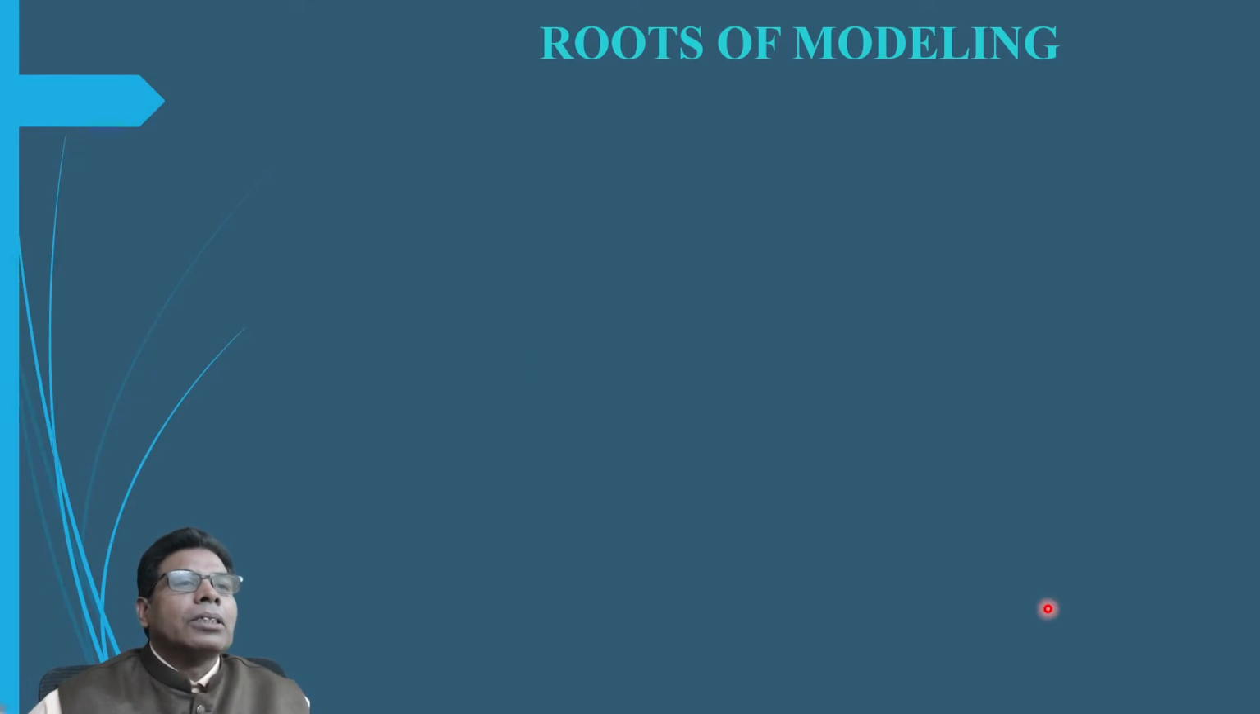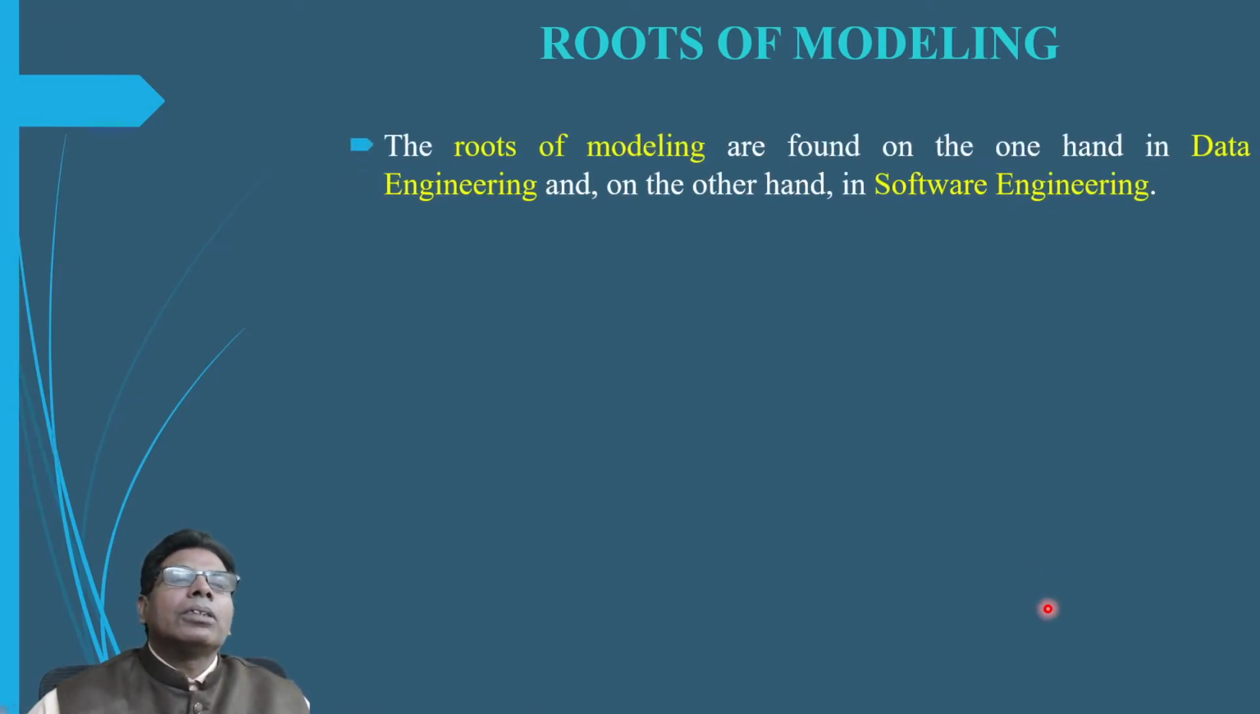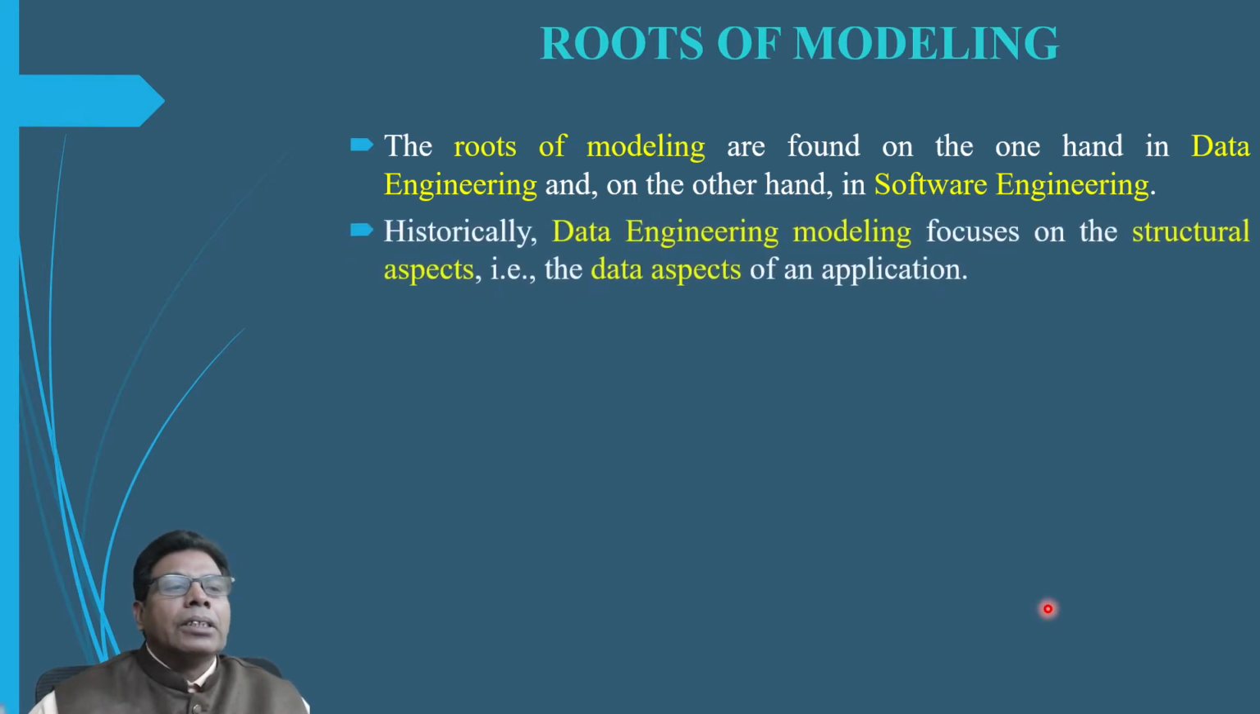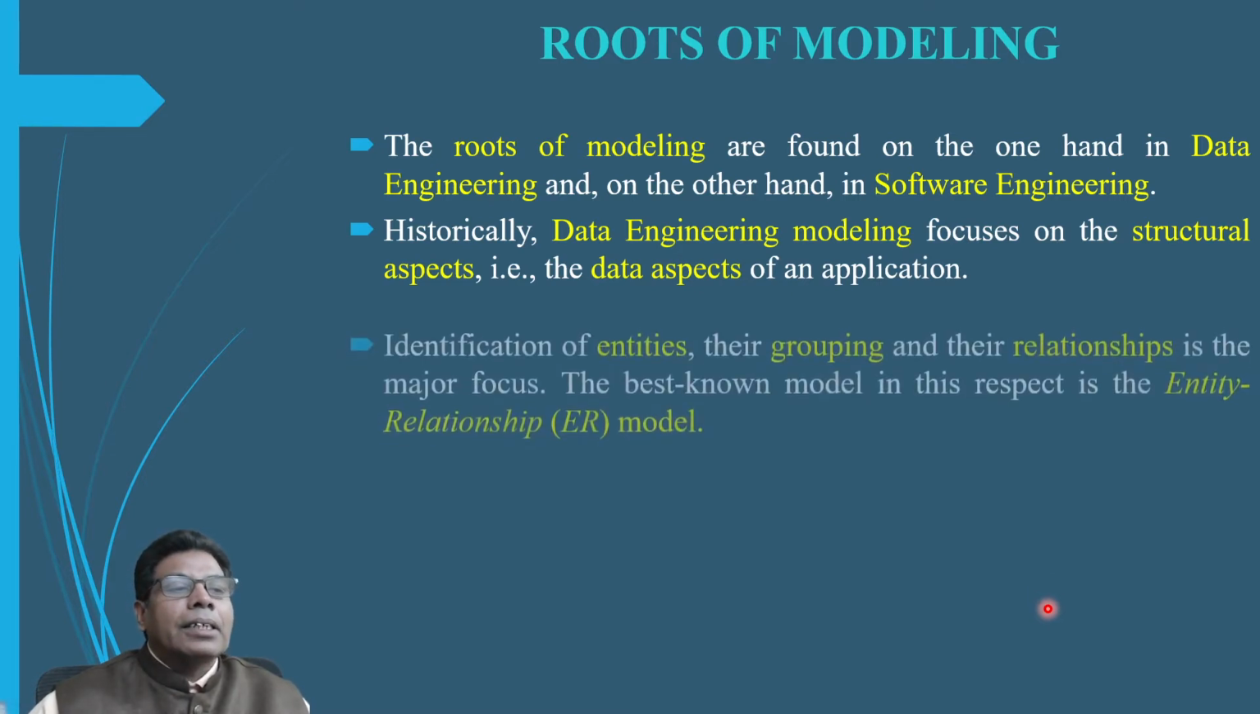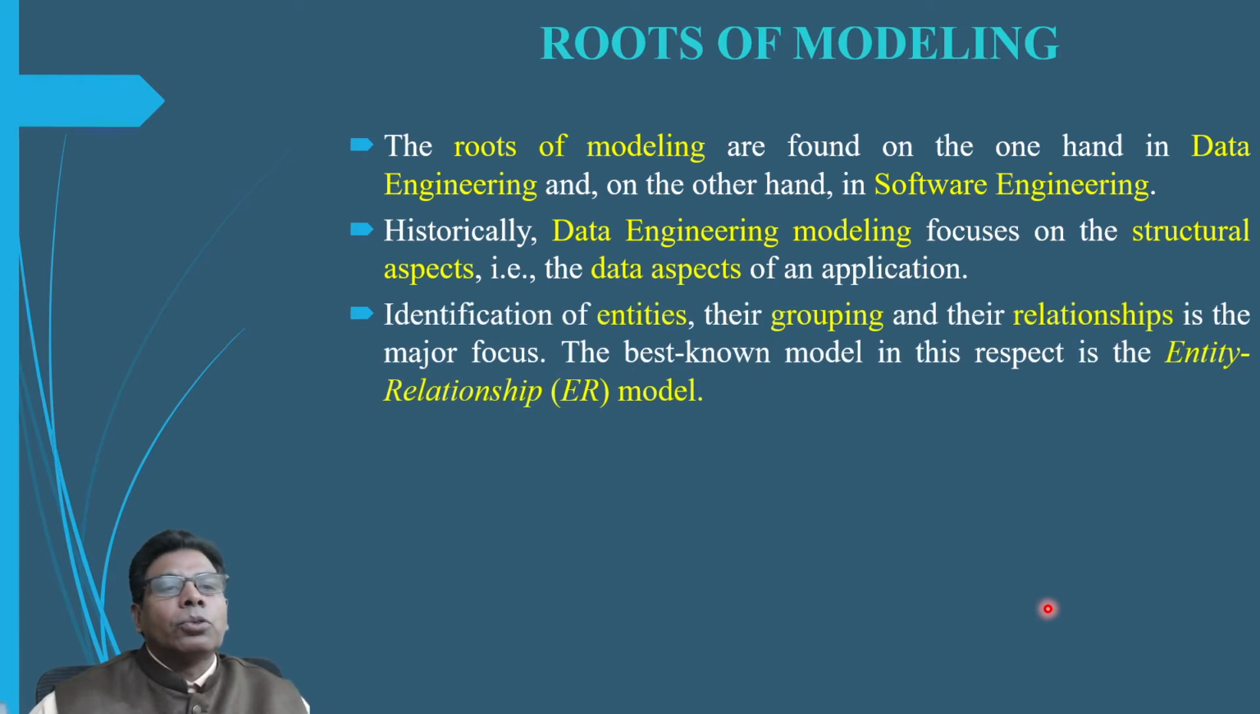Then let us go to the roots of modeling. The roots of modeling are found on the one hand in data engineering and on the other hand in software engineering. So here we have 2 things: data engineering and software engineering, where we can find the roots of modeling. So historically, data engineering modeling focuses on the structural aspect, that is the data aspect of the application. Say, it identifies the entities, their grouping and their relationship. That is the major focus.